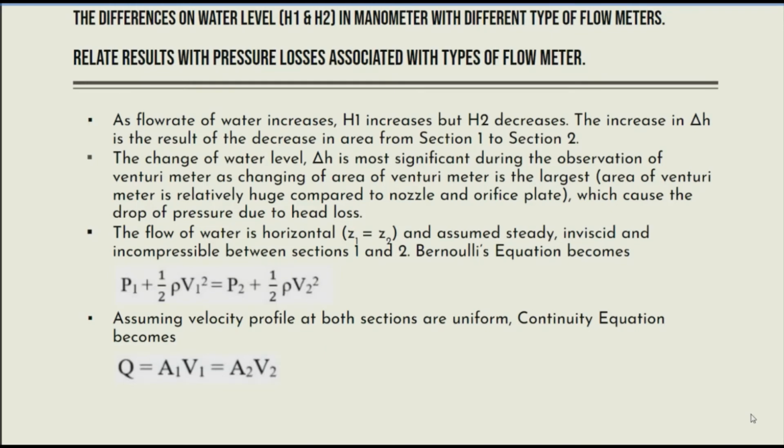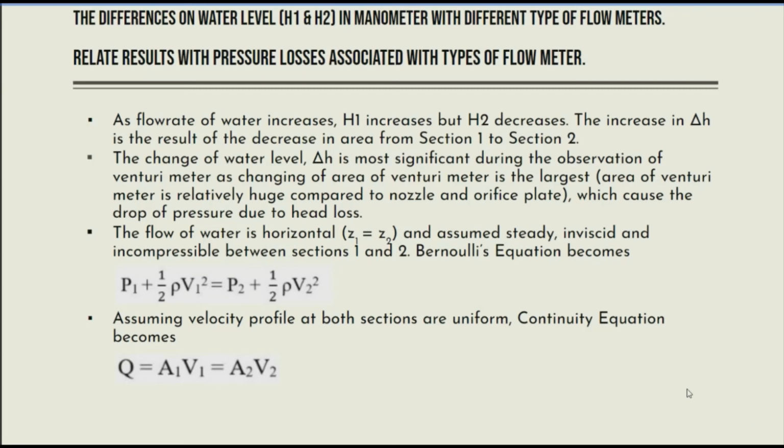The change of water level is most significant during the observation of the venturimeter, as the change of area of the venturimeter is the largest, which is relatively huge compared to the nozzle and orifice plate, which causes the drop of pressure due to head loss.